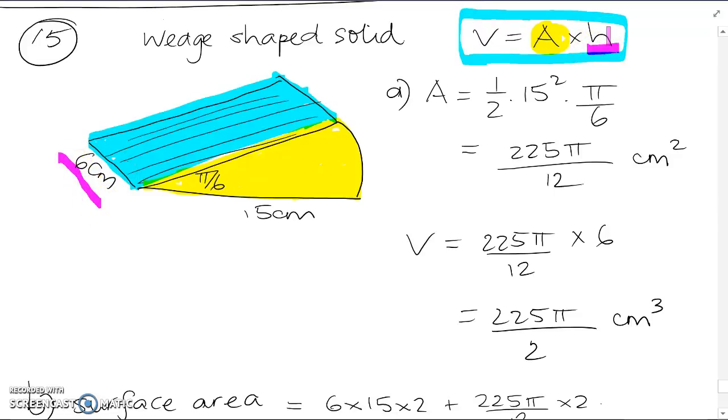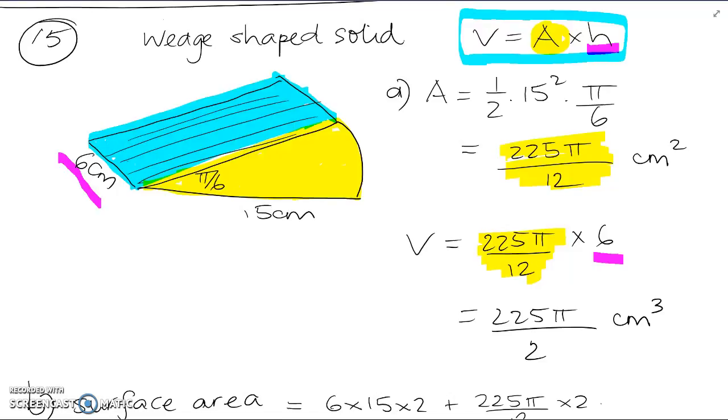So to get the area of that sector, half r squared theta, so we put that in and we get 225 pi on 12. So that's our area, which now goes where A is in that formula for volume equals A times H. H we know is 6, so put that in your volume formula, and there you have it, 225 pi on 2 cubic centimetres.